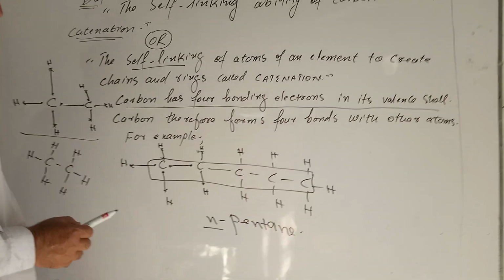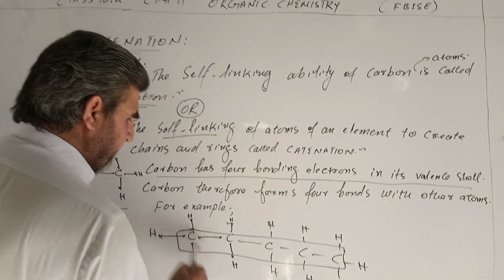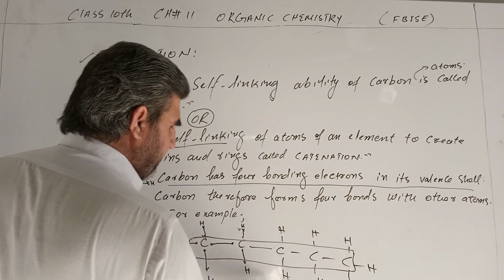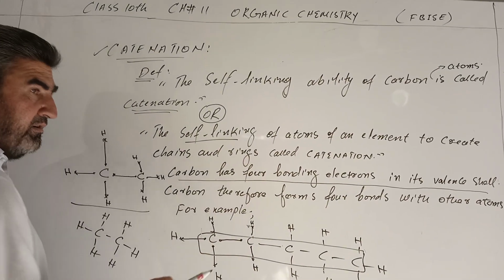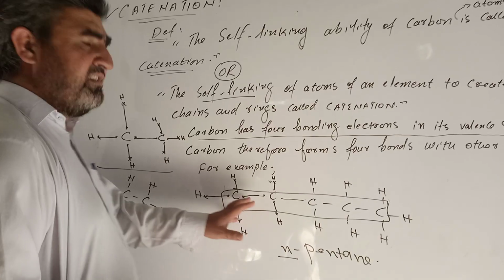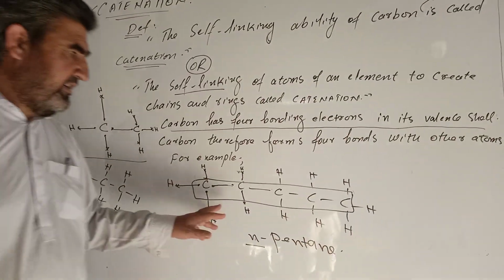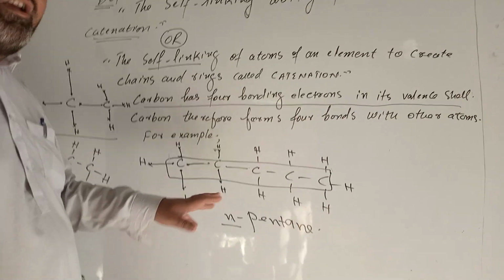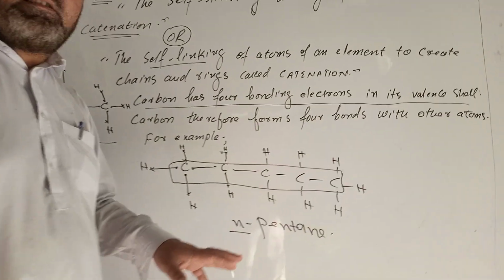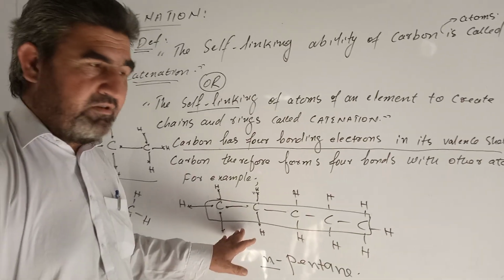For example, this is normal pentane. In short, n-pentane. Pentane means the compound containing 5 carbons. N means normal, and this is the saturated hydrocarbon. That is why it is pentane. Pent means five, and ane means containing single bonds. And this is a saturated hydrocarbon.